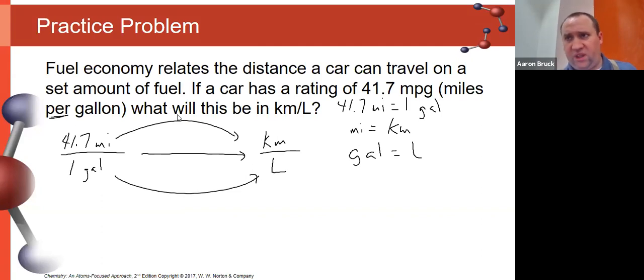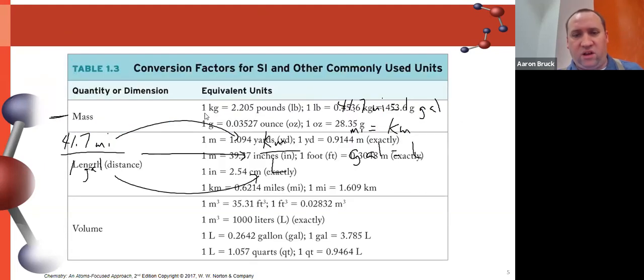Well, this is where I want to go ahead and use that conversion table. And so I go to the conversion table here, and I see that for distance, one mile is equal to 1.609 kilometers. And for volume, gallons to liters, 1 gallon is equal to 3.785 liters. So I've got both of the pieces of information that I need. Now I just need to use them.